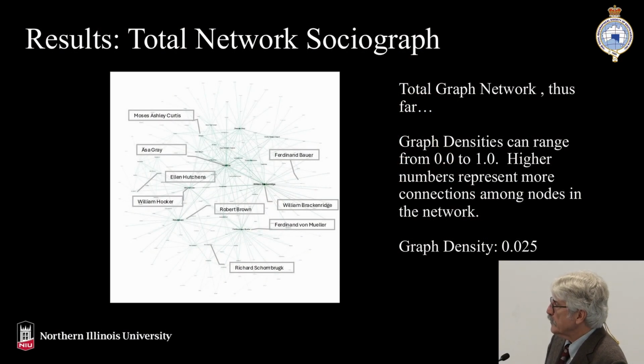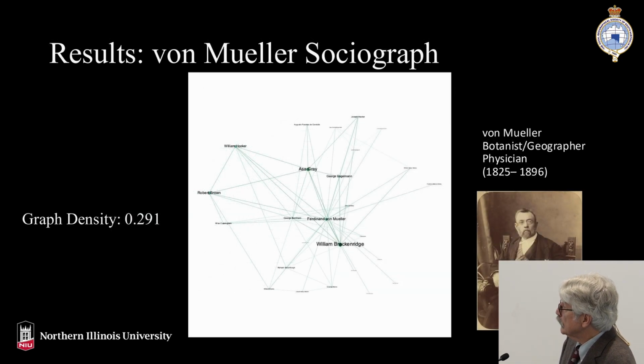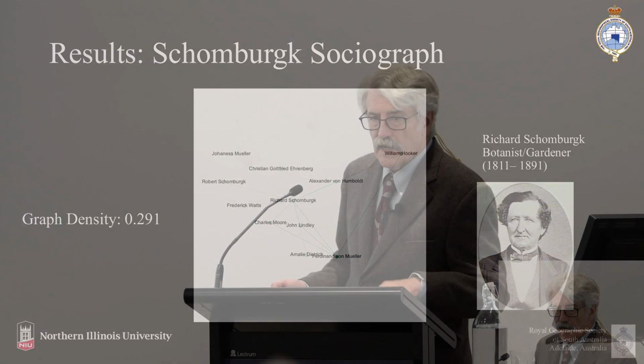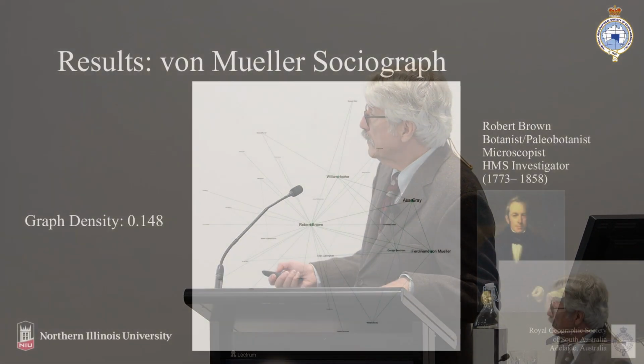And then here I'm doing more of the analytics. These are all kind of the big players. Again, this is the entire network, and we can measure the density of the connections. And there's Von Mueller, botanist and geographer, and his graph density is pretty high. I'm going through these different measures for different botanists, and then I have a graph that summarizes all this.